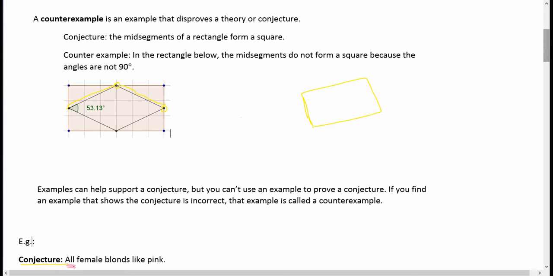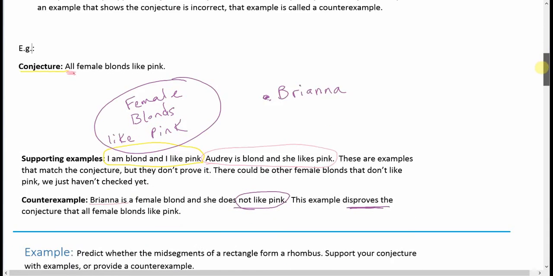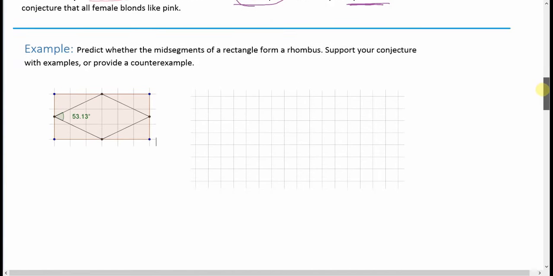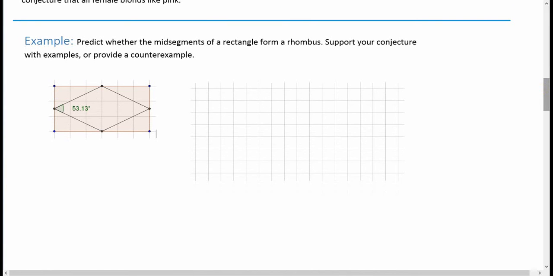So we could make a conjecture. We could say the midsegments of a rectangle always form a parallelogram, or the midsegments of a rectangle always form a rhombus. It is very tough to prove it, but you're often asked to support your conjecture with examples or provide a counterexample. So if we want to show that it's true, we really think it's true, so let's try our best to draw some rectangles.